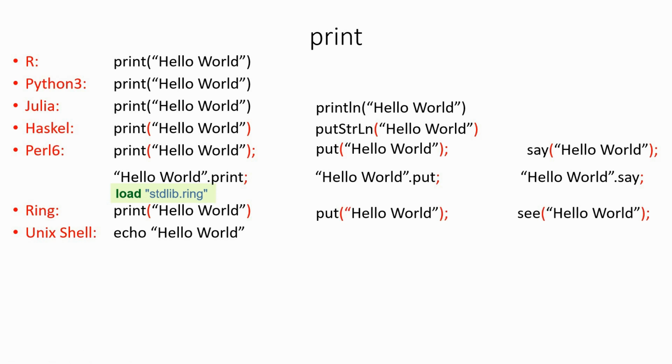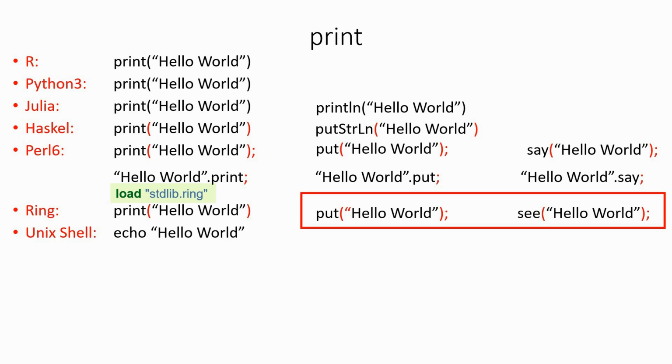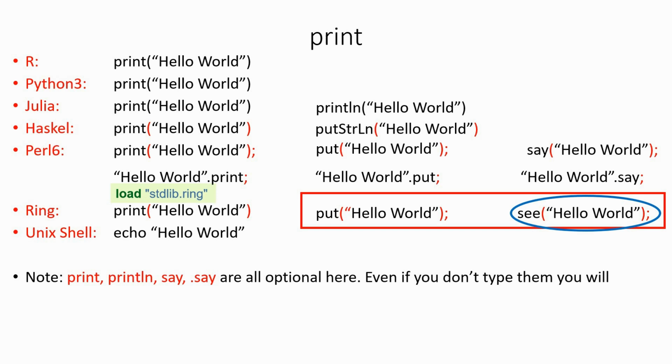Okay, what about the Ring commands? Ring has also got two additional commands for printing. The first command is put and another one is C. These two commands do not require loading the stdlib.ring. This C command is the default print command.